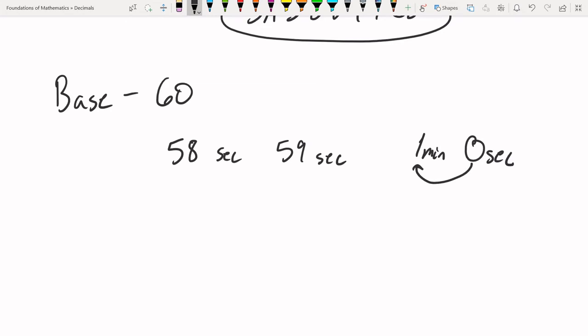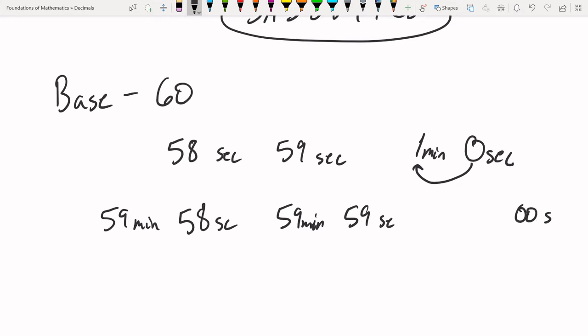When we get 60 minutes, we have 59 minutes, 58 seconds, 59 minutes, 59 seconds. When we have 0 seconds, we rolled over, and that became 60 minutes, but that also rolls over, and now we have 1 hour. Of course, at this point, that's when the system breaks down, because there's only 24 hours in the day when it rolls over, so it's no longer base 60, but it's kind of a pseudo base 60, if that makes sense.